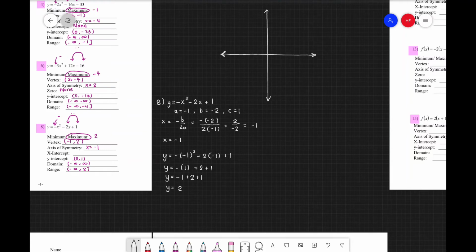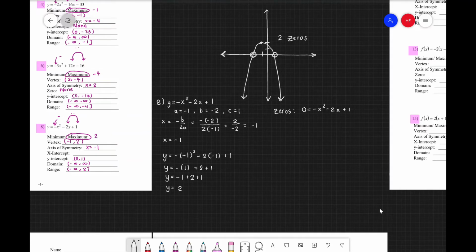So we have a parabola that's facing down with a vertex at negative 1, 2. So there's my vertex, and it's facing down. So we have 1 over here and 1 over here. We have 2 zeros. So here the zeros would be found by 0 equals negative x squared minus 2x plus 1.